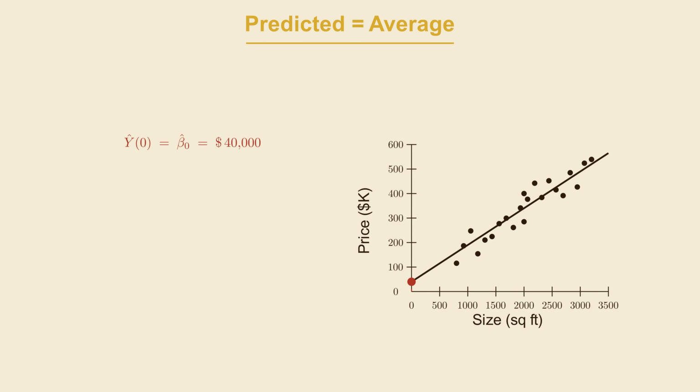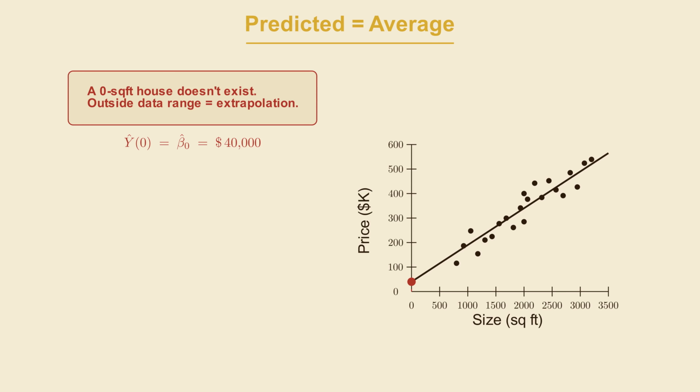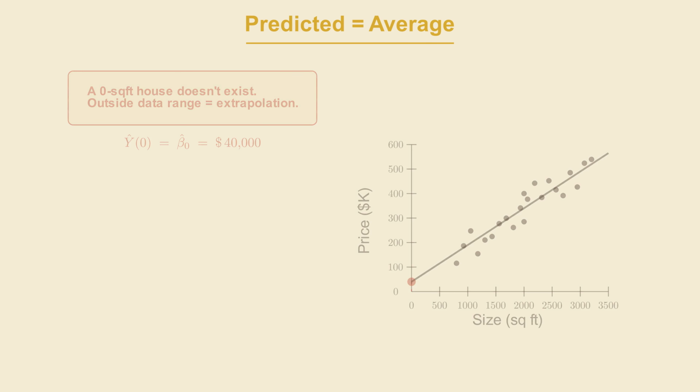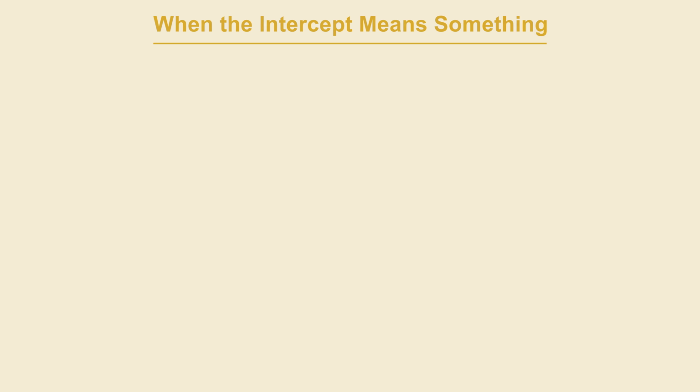Reading the line all the way out at 0, far outside the range of the houses that we actually observed, is called extrapolation, and it's something that you generally want to be careful with. This part is worth sitting with for just a second, because the intercept is not always meaningless. Think about two different regressions side by side. In our housing model, a size of 0 is nonsense, so the intercept is sort of just a mathematical artifact.